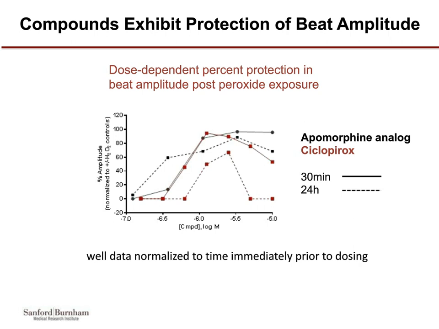And the solid bars are in for 30 minutes, and the dotted line is 24 hours. So here we can see that at about a micromole for these two compounds at 30 minutes, we're really seeing full protection of the amplitude for these stem cell cardiomyocytes. Again, at 24 hours, for example, with the cycloprox, we do see at about 10 micromole that the cells are no longer protected. This could be a toxicity of this compound.